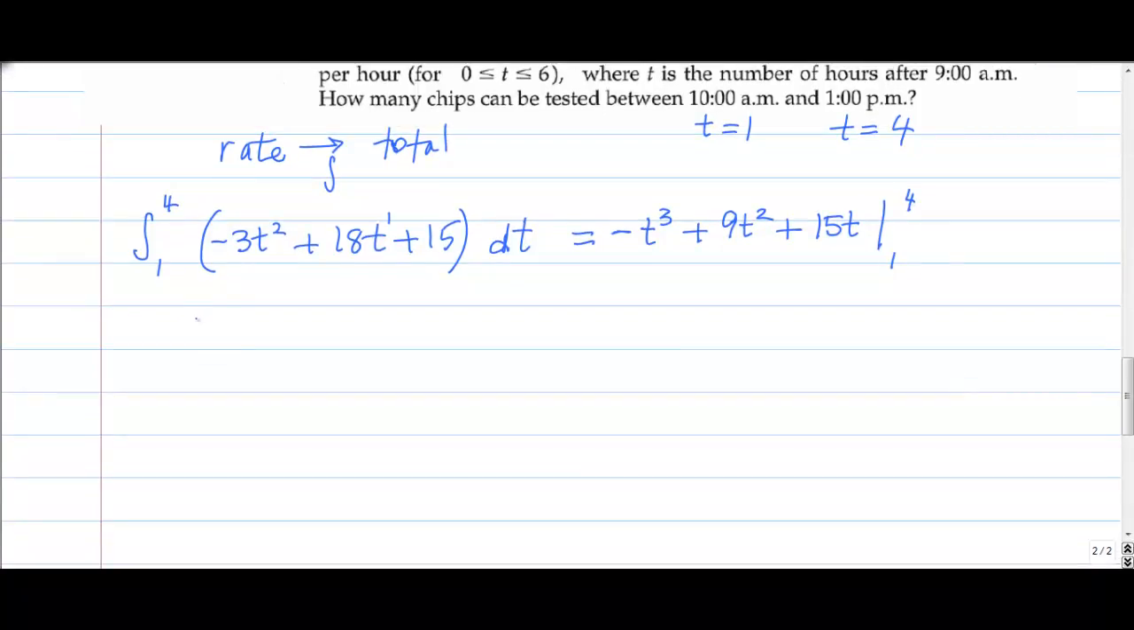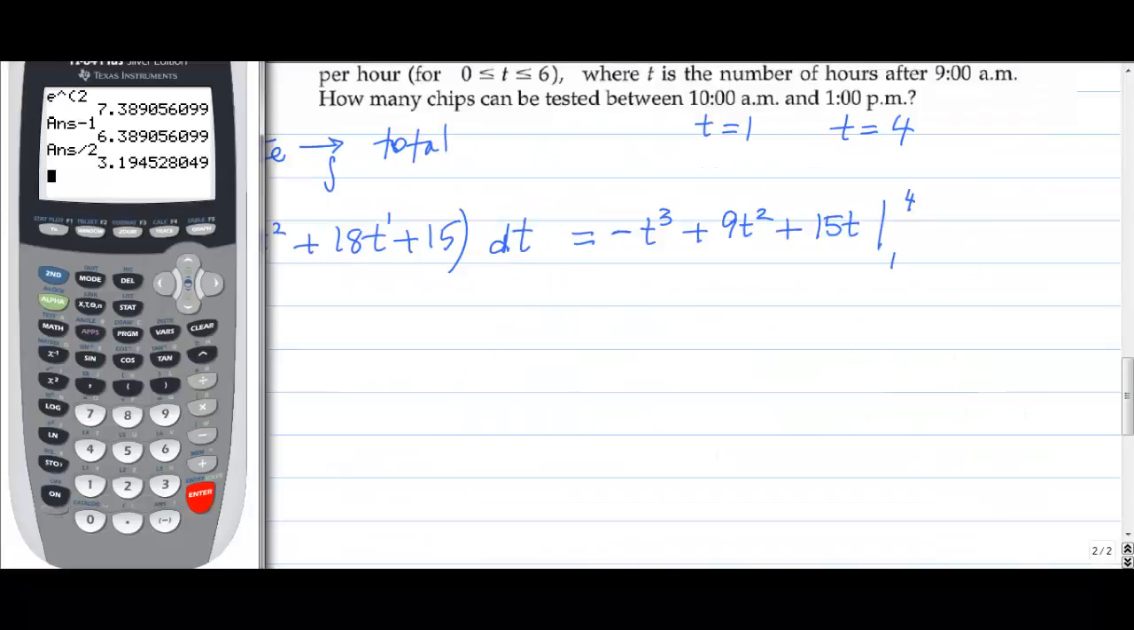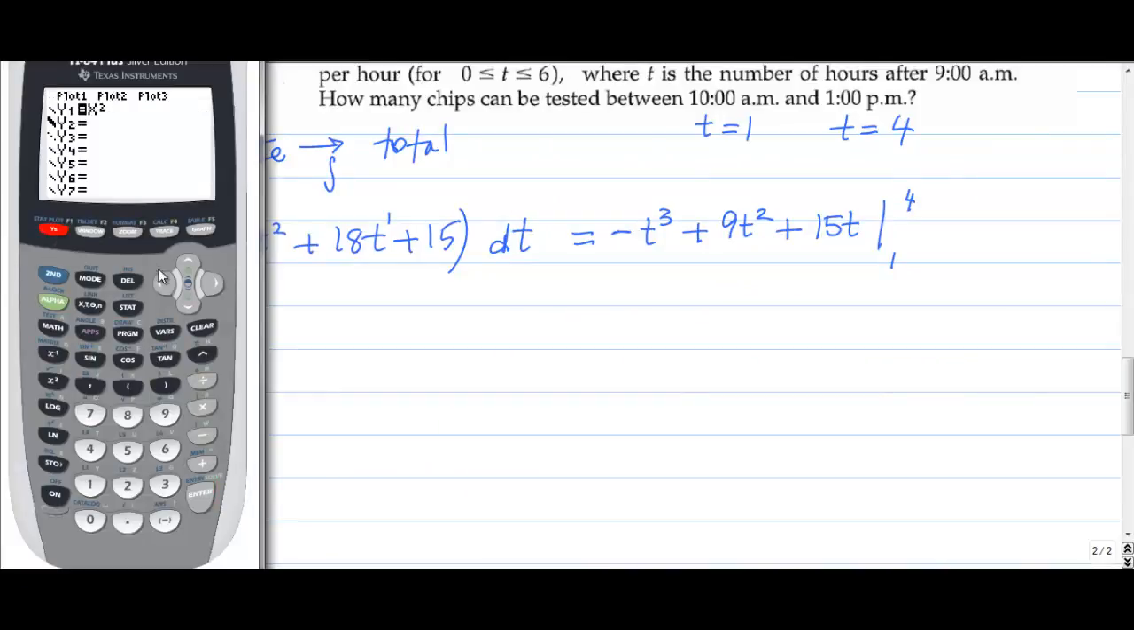So now I'm going to plug in 4, and let me show you a more efficient way to do this on your calculator. So here's my function. Y equals negative t, oh, we don't have t, we have x. Okay, x cubed plus 9t squared, or 9x squared, plus 15t, or 15x. Okay? And I want to find when x is equal to 4 and when x is equal to 1.